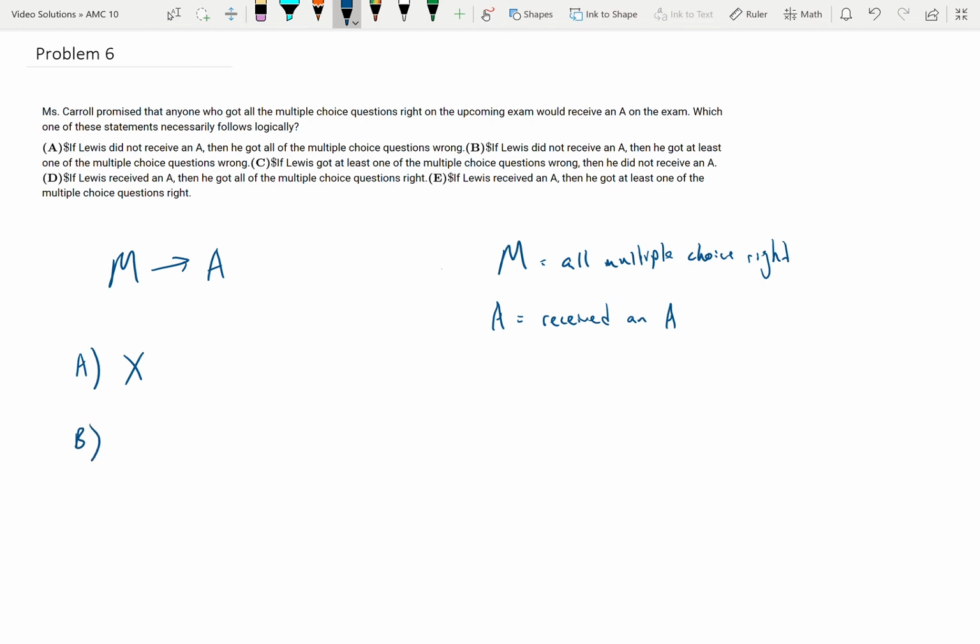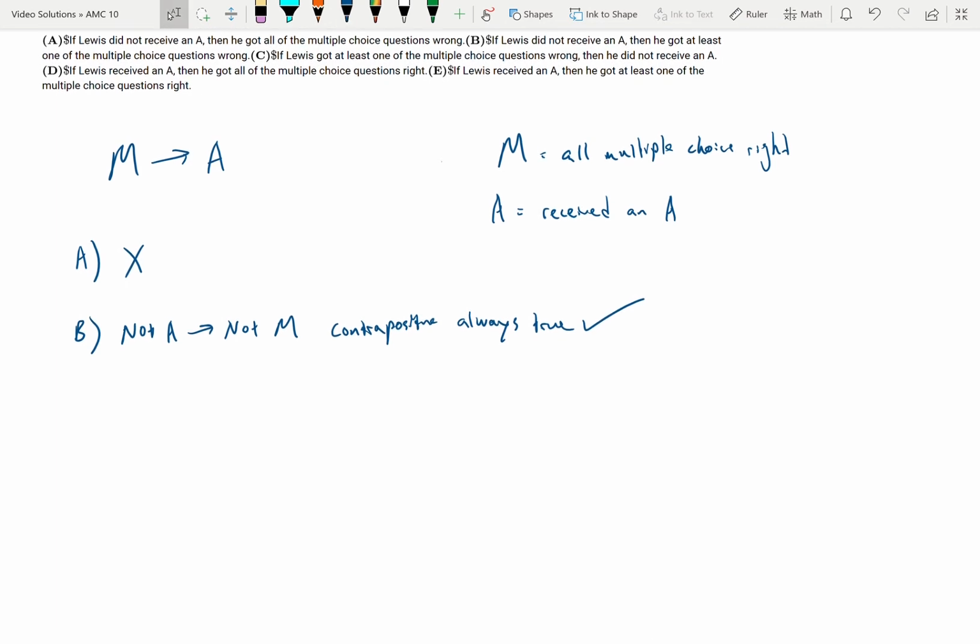B: if Lewis did not receive an A, then he got at least one of the multiple choice questions wrong. That's like saying not A implies not M. And that's actually the contrapositive of the above statement, M implies A. And the contrapositive is always true, so I know that statement necessarily follows. So B is going to be the answer, but let's just go through the others to make sure.